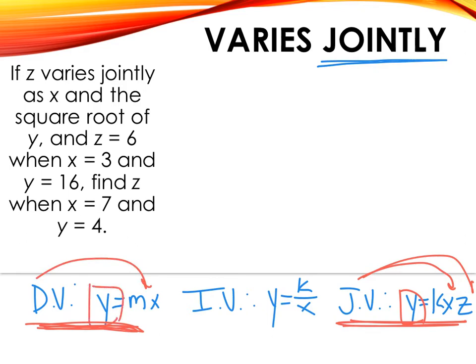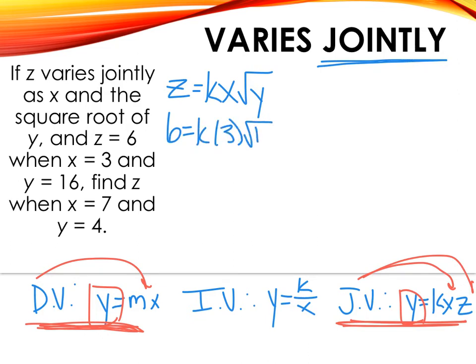So let's do this problem. It says that z varies jointly, and so if it varies jointly, there's no division, it's all multiplication. We still use the constant k. It varies jointly with x and the square root of y. So that's our little equation. Now we're going to plug the numbers in and figure out what the constant is. So we know z is 6, we don't know k, x is 3, and y is 16.